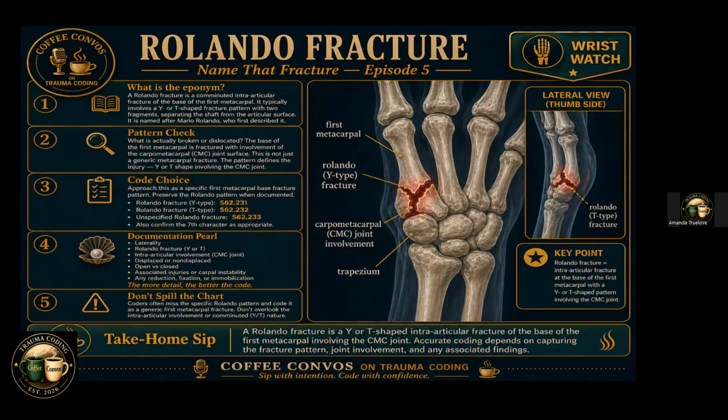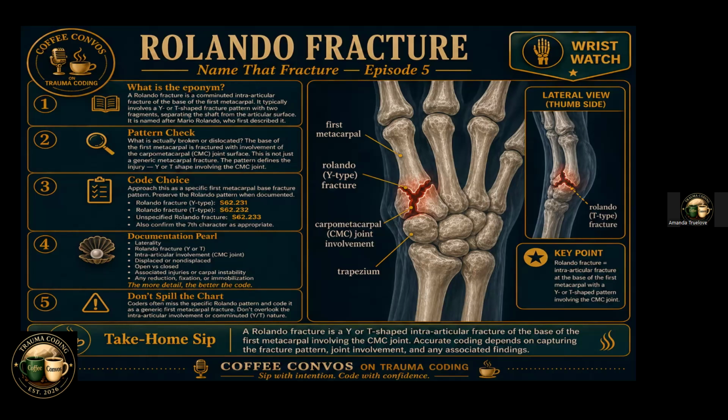All right, your Rolando, whichever way you want to say it. These are also fractures at the base of the first metacarpal. However, unlike Bennett, it is typically a comminuted intra-articular fracture. So both Bennett and Rolando live in that same general region, but Rolando is the more complex.